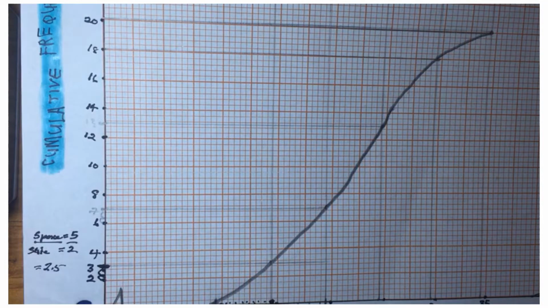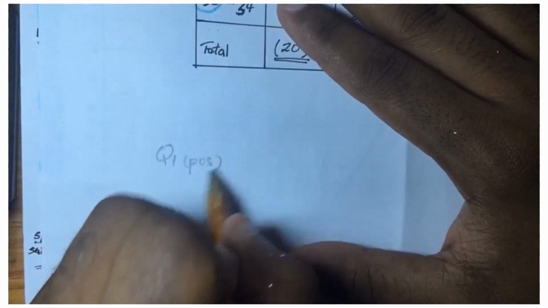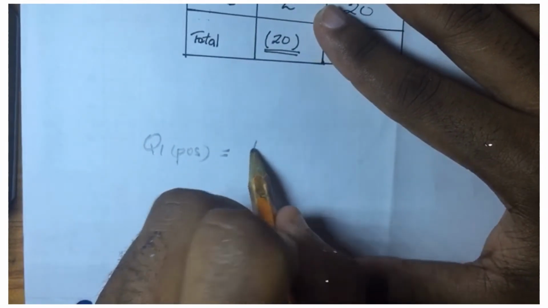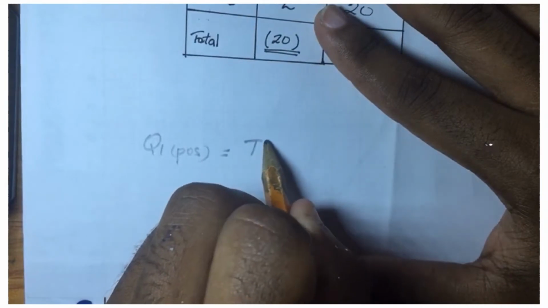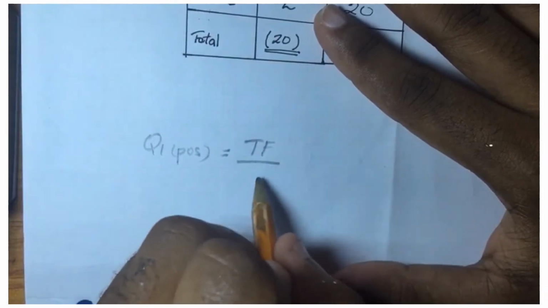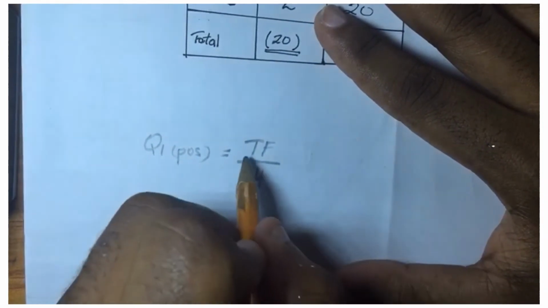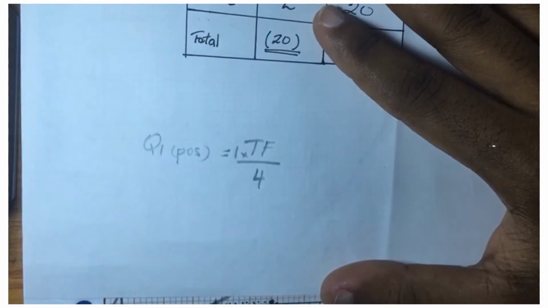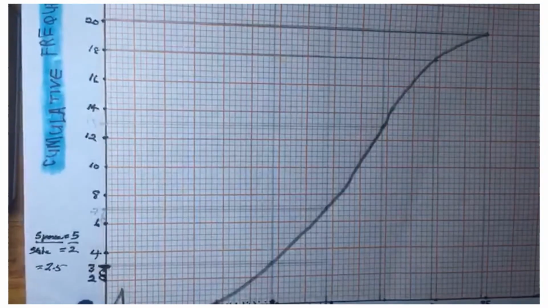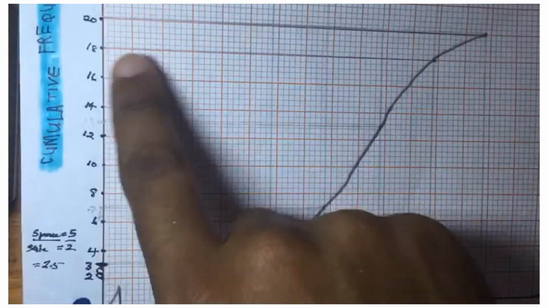So if I'm going to find my lower quartile, my Q1, I have to have my Q1 fraction. And remember, we're finding the Q1 position. That is going to be my total frequency, call it TF for now, divided by 4, right? And if you want to put the times 1 at the top, no problem. So my total frequency, looking at the graph, is where the graph stops here on the y-axis.